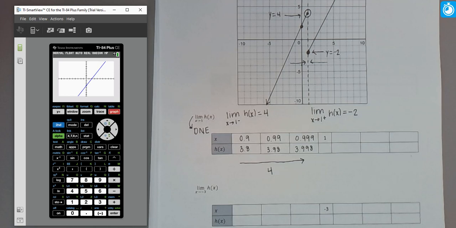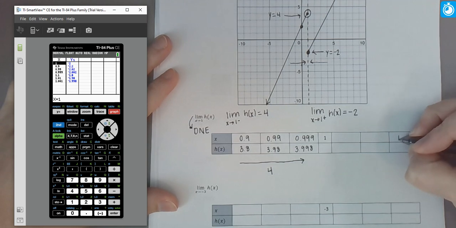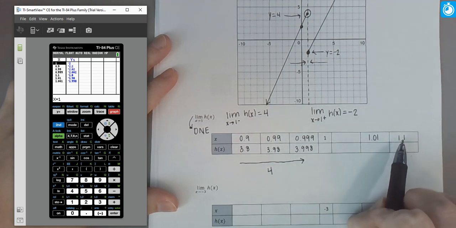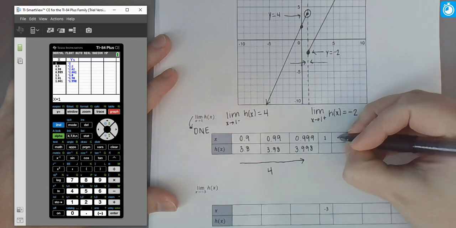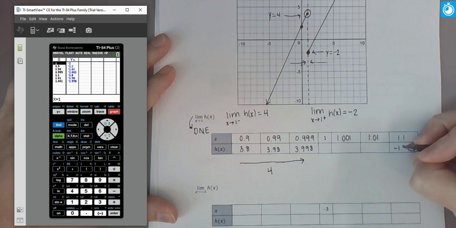So let's look at the table there. Now we're looking at 1, things that are bigger than 1. So approaching 1, this would be 1/10 away, 100th away, and then 1,000th away. Okay, so what happens for those values? Again, we already have those in the table. So when we're at 1.1, our y value is negative 1.8.